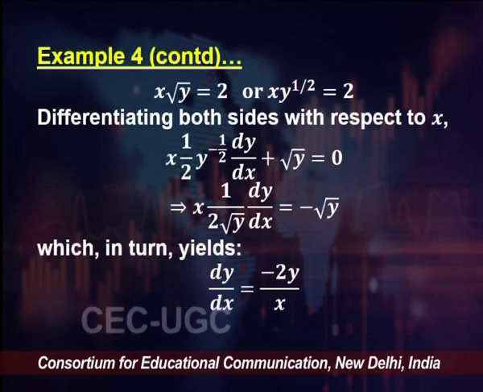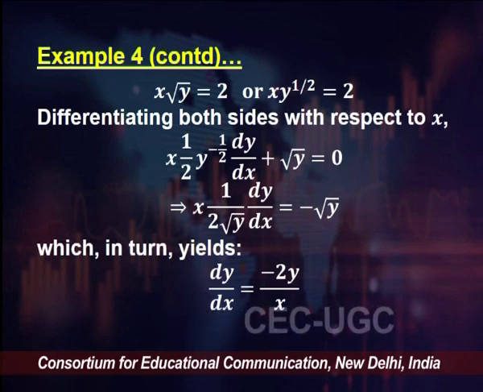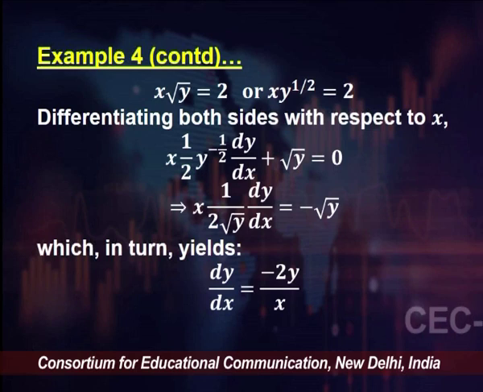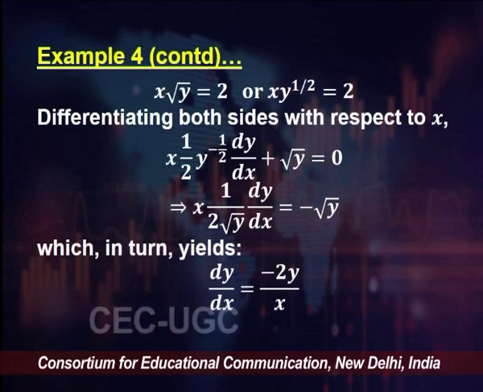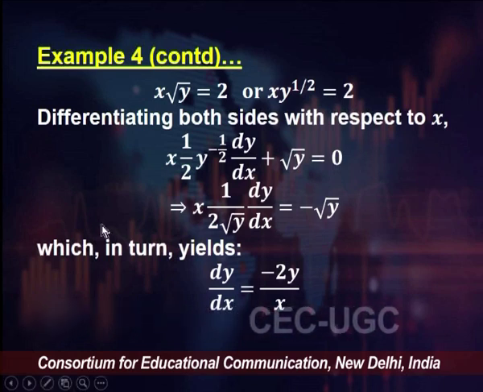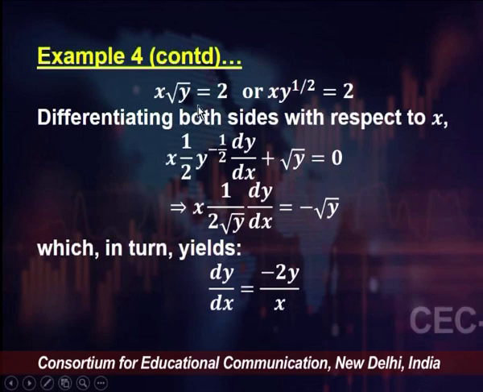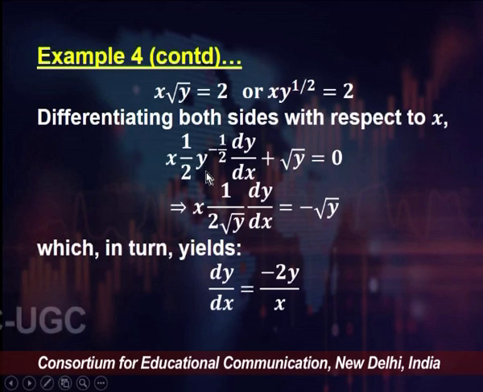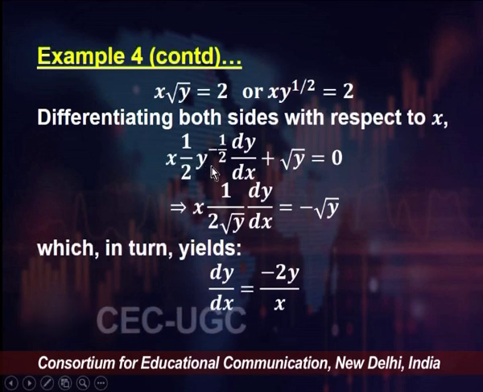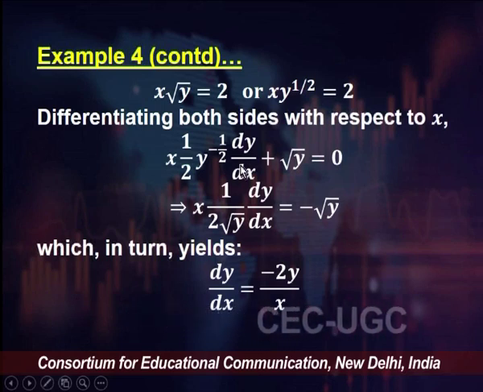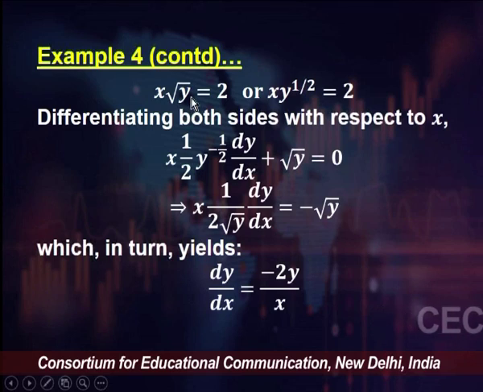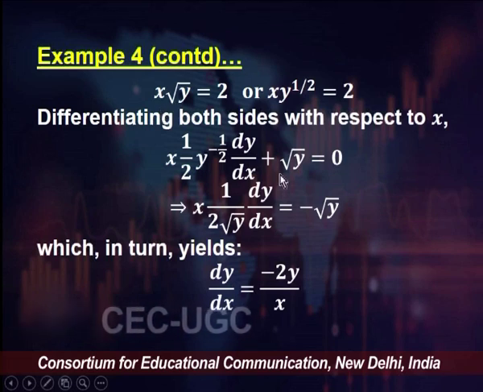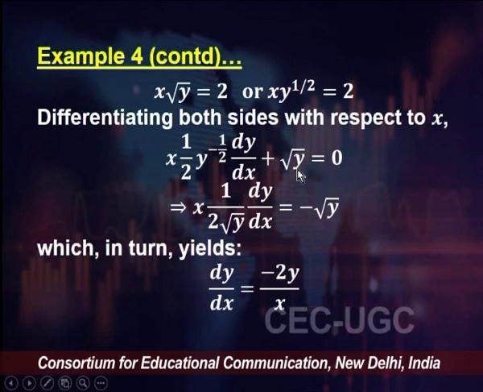Now, in order to find dy by dx, we can differentiate both sides of this equation, x times root y equal to 2, with respect to x. Here we will get x times the derivative of square root of y with respect to x, which is half times y to the power minus half times dy by dx, plus the second term, square root of y, since we are using the product rule, times the derivative of x, which is 1. That is then equal to 0.